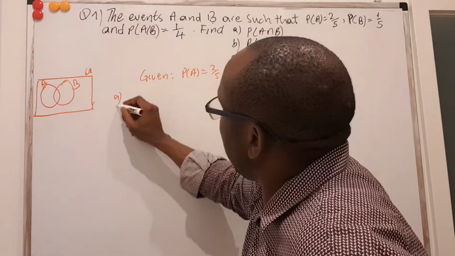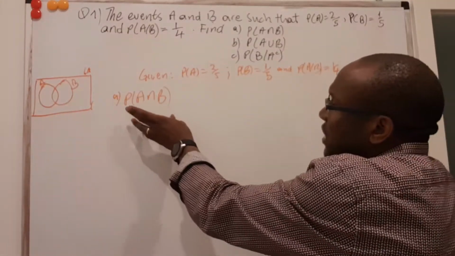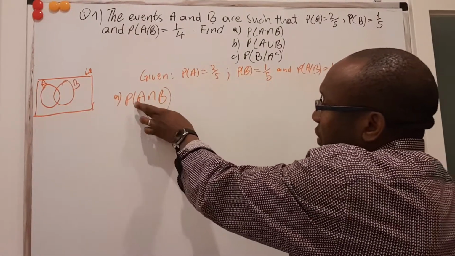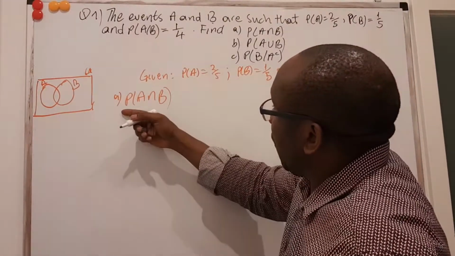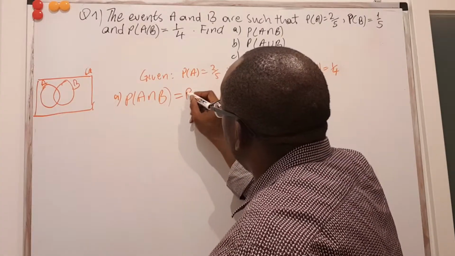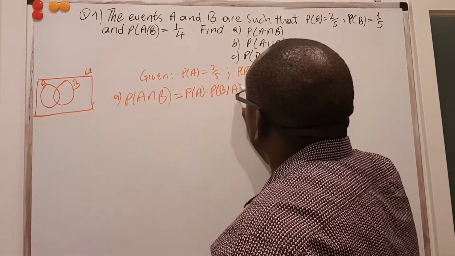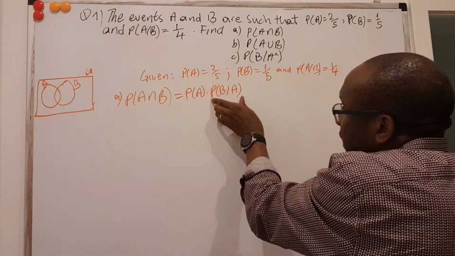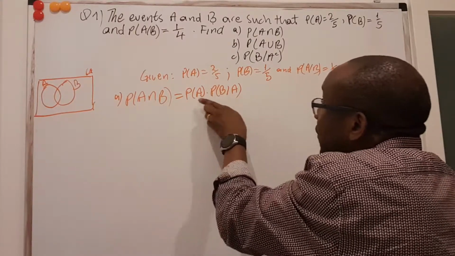My first question, part A, says we should look for P of A intersection B. This means the probability that the event A and the event B occur. But this is in an order, so we see that there's some condition. This can be expressed as a compound probability. That means we can write it as P of A multiplied by P of B given A. If I write P of A here, then this part takes into account what has already happened. So this is P of A multiplied by P of B given that A has happened.